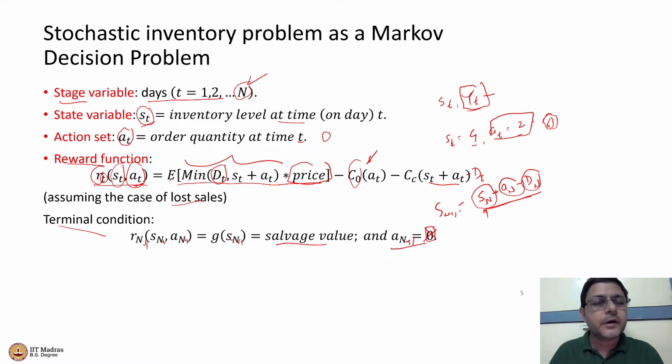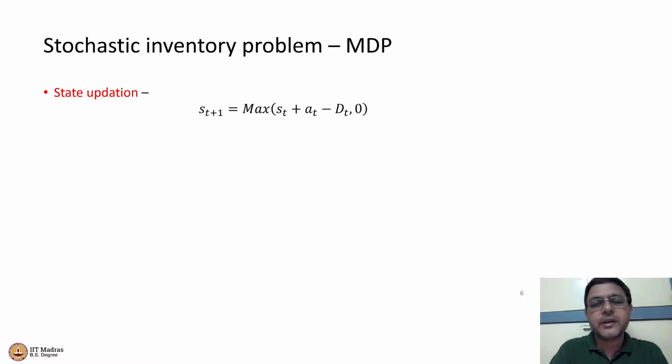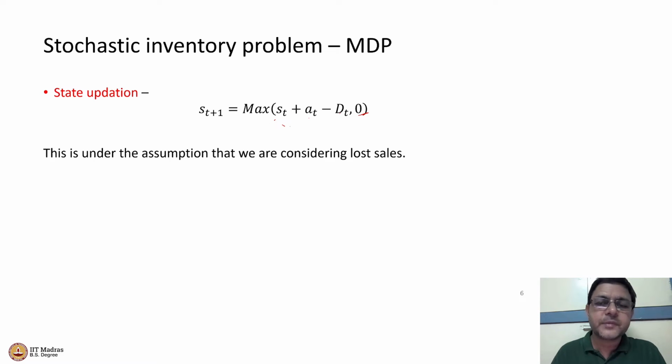All right, so let us continue. We have formulated all the things needed for MDP formulation. Now let us get into the equations, right? Let us get into the Bellman equation. How do we formulate the MDP? How do we update the state? First of all, as we have consistently said, the state is going to be updated as st plus 1 is max of st plus at minus dt, 0. This 0 is needed because we are not going to allow st plus 1 to become negative, right? So if st plus at minus dt is negative, the state variable is going to get updated only as 0, right? This is obviously under the assumption of lost sales.